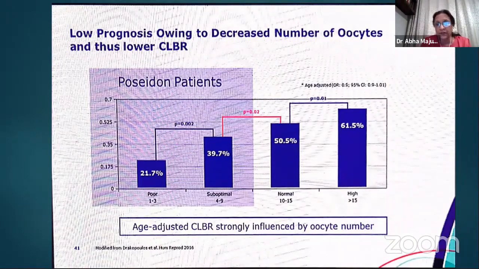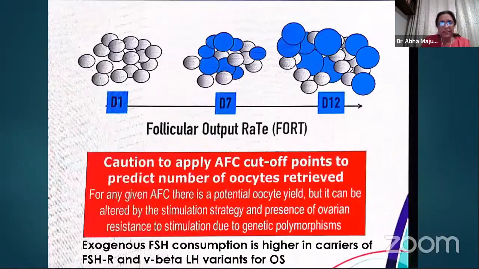The moment we go on increasing the number of oocytes, we find that the pregnancy rates go up higher and higher. Having said that, we also have to remember that our cohort may look very good, but the follicular output rate could be different for a lot of patients. Now, when we use AFC as a cutoff point to decide a dose, and we want to predict that we should get so many oocytes, for any given AFC there is a potential oocyte yield, but it can be altered. How? By the stimulation strategy and presence of ovarian resistance to stimulation due to genetic polymorphism.